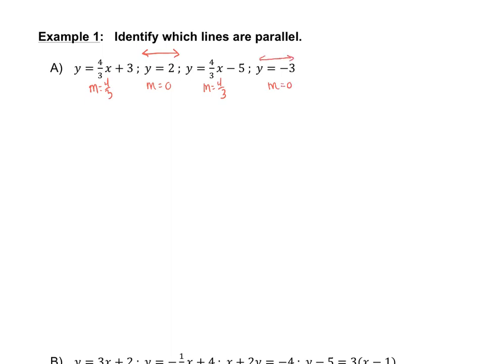Another line like this at -3. Okay, so then the lines that are parallel are y equals 4/3 x plus 3 and y equals 4/3 x minus 5. And then y equals 2 and y equals -3 are parallel.